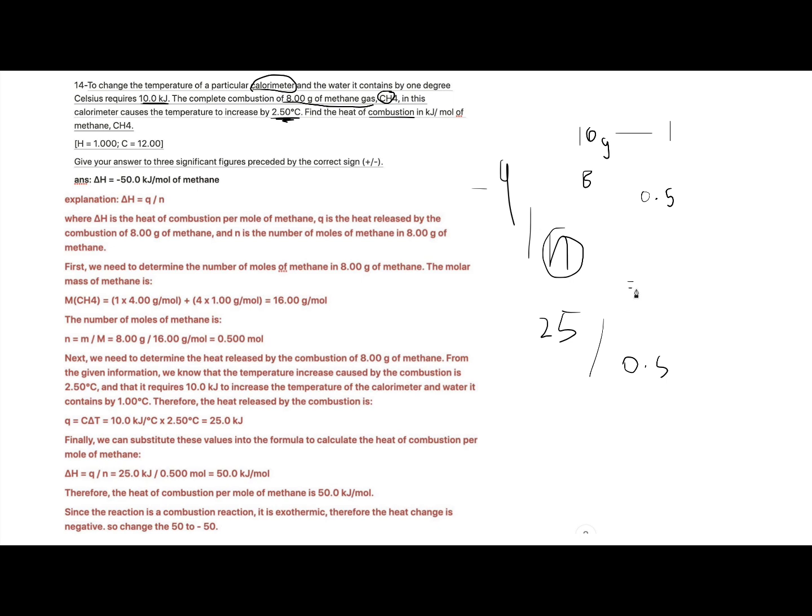How do I draw that equal sign? Okay, 50. I apologize for this. My iPad's not charged, and this is the closest thing it had to me. So you get 50. Since it's combustion, you add a negative since it's exothermic. So your answer is negative 50. If you just do negative 25 times 0.5, you still get negative 50.